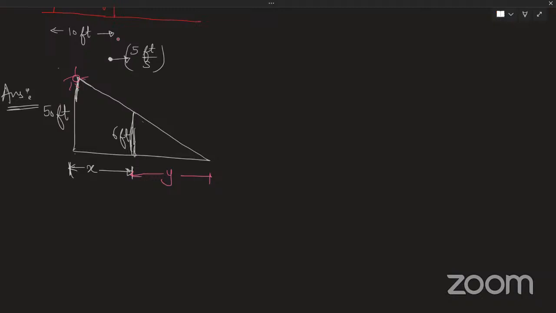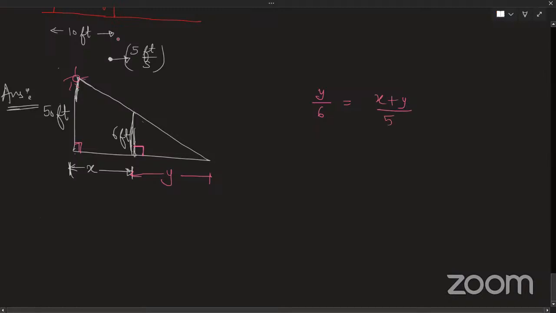Do I have something? Both of these are similar triangles, right? So I should directly just apply BPT, basic proportionality theorem. So doing that, I will get y divided by 6. So I'm just assuming this small triangle, y divided by 6 is equal to x plus y divided by 50. Correct? So I'll just send that 50 this side. So it will be 25 by 3y is equal to x plus y.